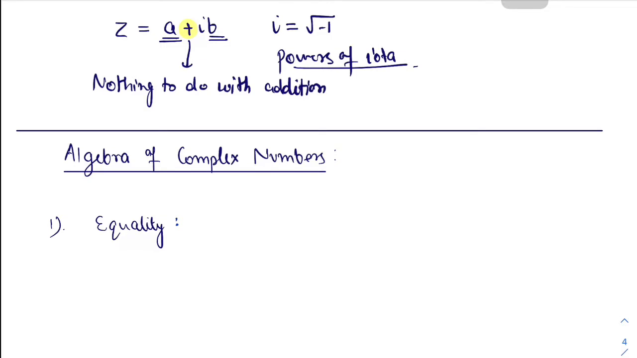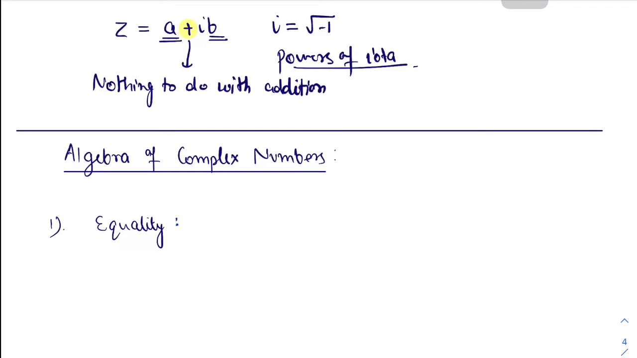Moving on, in this lecture we are going to discuss the algebra of complex numbers, and we will study the conditions for two complex numbers to be equal to one another, the ways of adding, subtracting, multiplying and dividing one complex number with another, and lastly we will see the square root of a complex number.